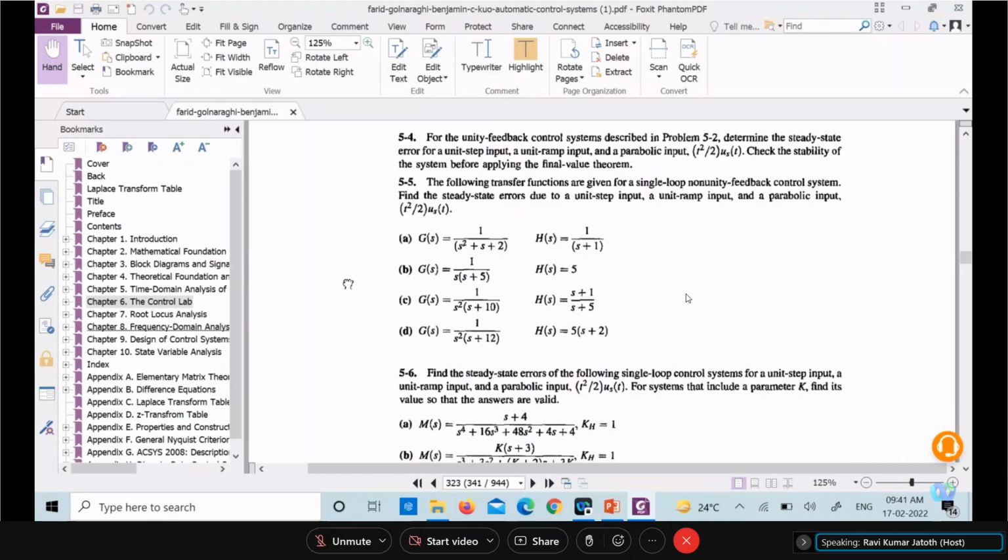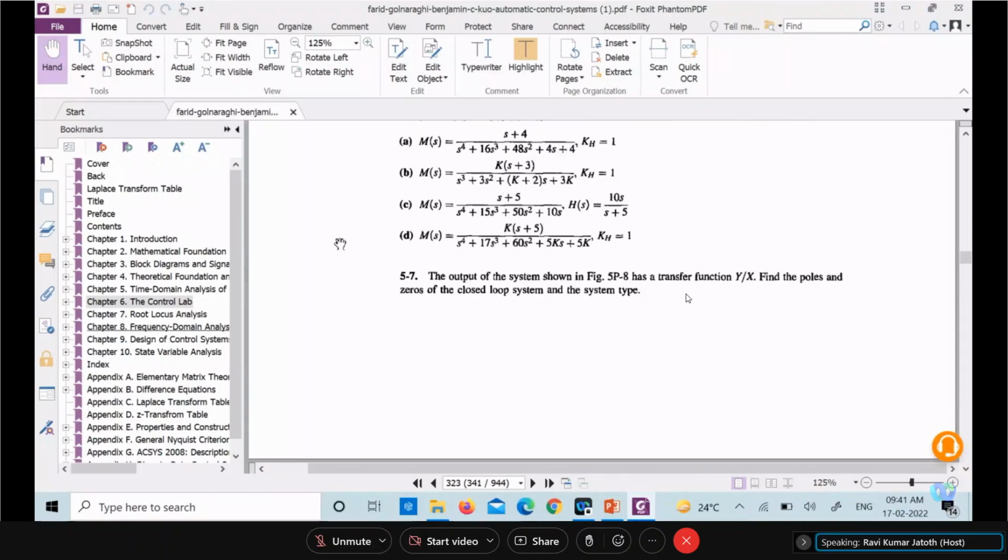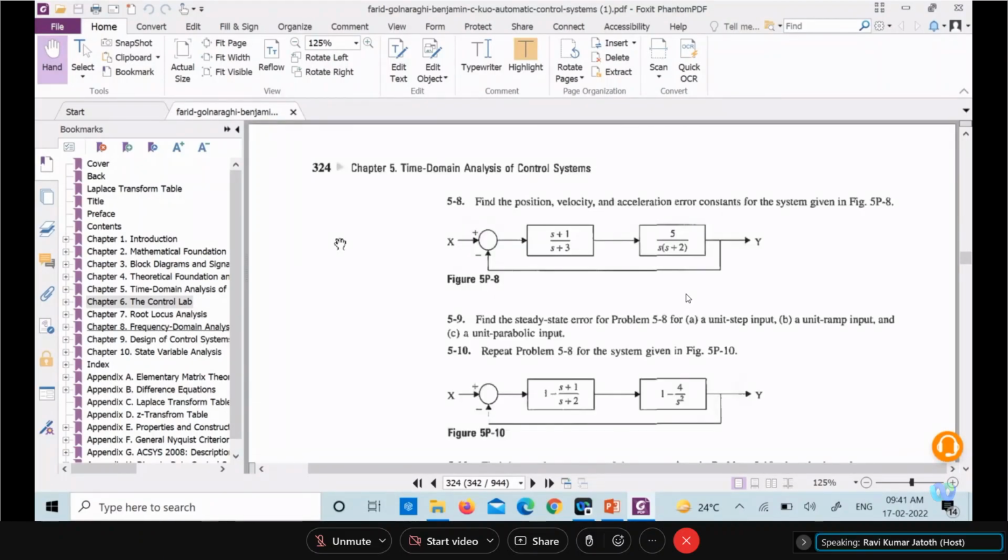So then I think I need to cover that and then come back to the problems. Find the position, velocity, and acceleration error constants for the system given in the figure. Yeah, so that means I need to cover that. So now let me finish steady state response also.